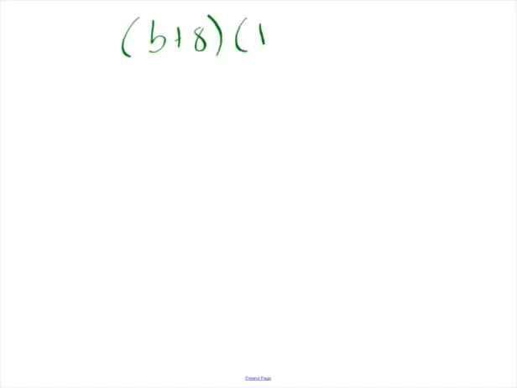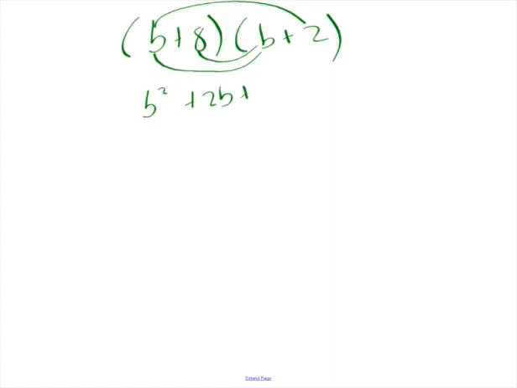Let's go b plus 8, b plus 2, sure, why not? Okay. And we're going to go first terms, b squared. Outer terms, plus 2b. Inner terms, plus 8b. And then last terms are going to be positive 8 and positive 2, so positive 16.